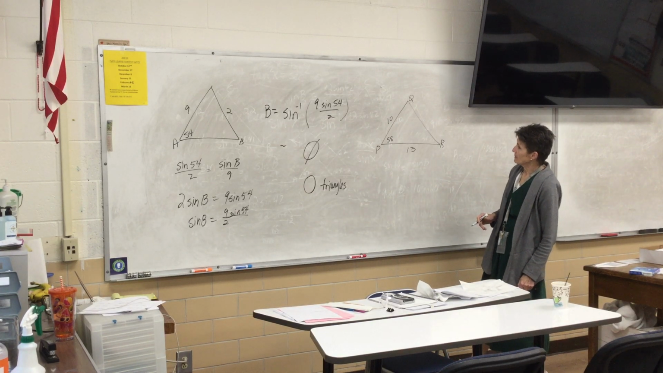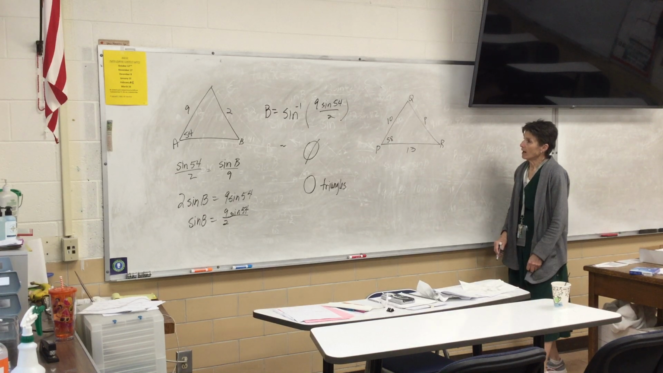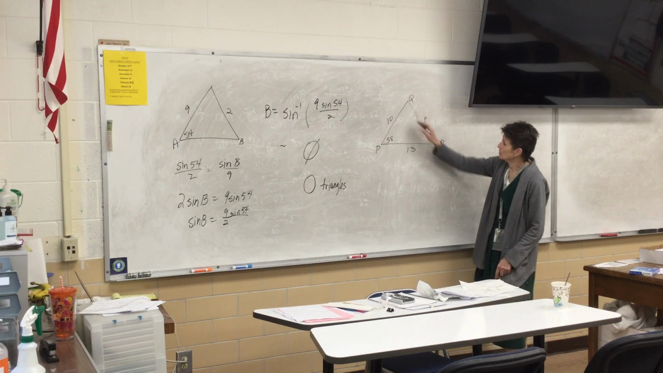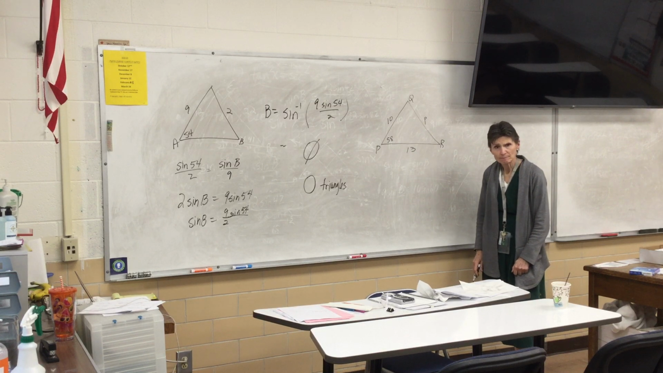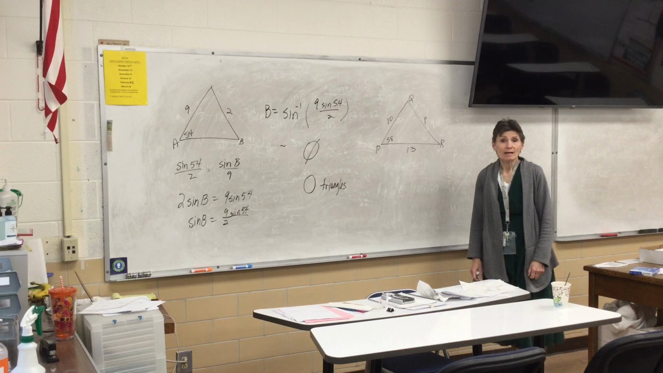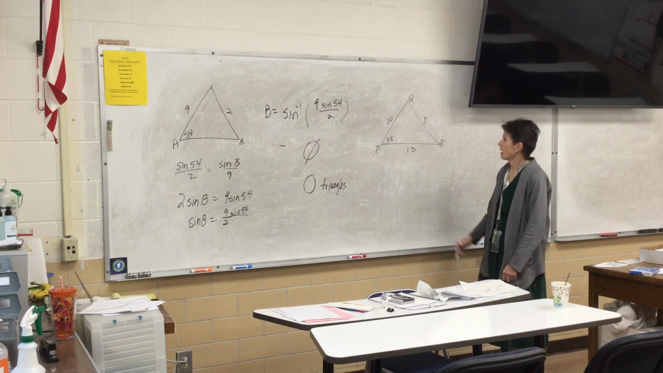So this one's a little bit different. We need to find everything missing, so I listed it there for you. Angle Q and angle R and side P. We have to find all that. Okay, well, it's not a right triangle, so what have we been doing? We've been using the law of sines. So let's give it a shot.